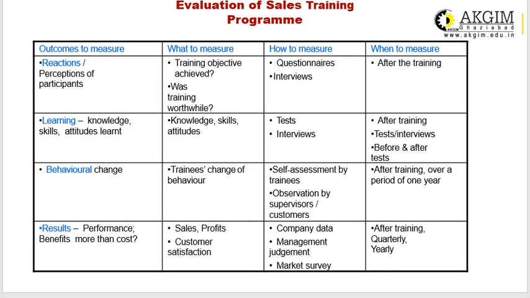Then you will be seeing how much knowledge have they gained, what is the change in the attitude. So how will you do it? You can do it through some tests and interviews. Then this is also done after the training or after the test has been conducted. Then you can see whether there has been any change in the behavior of the trainees or not. This can be done by the self-assessment by the trainees or by observation by the supervisors and the managers. This is also done after the training period is over.